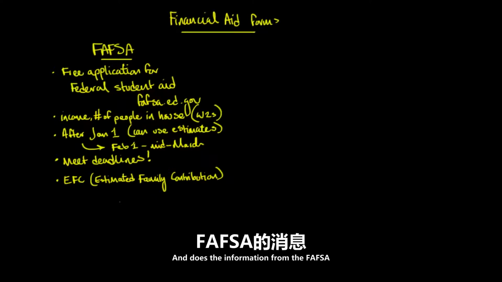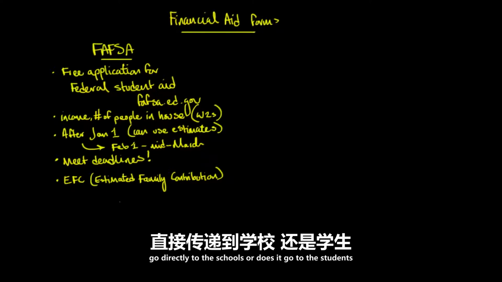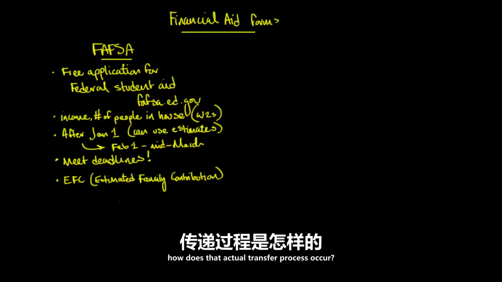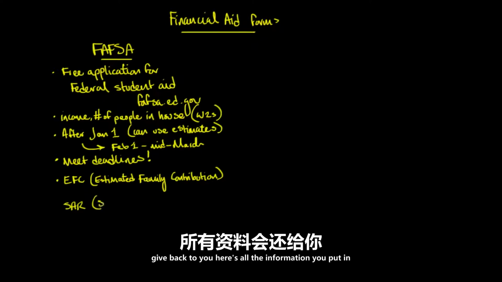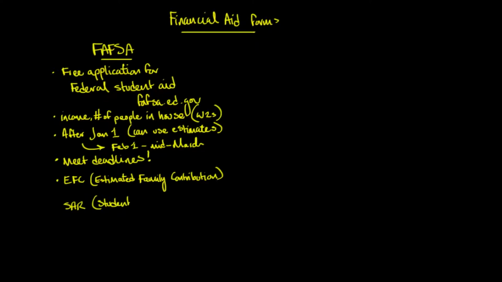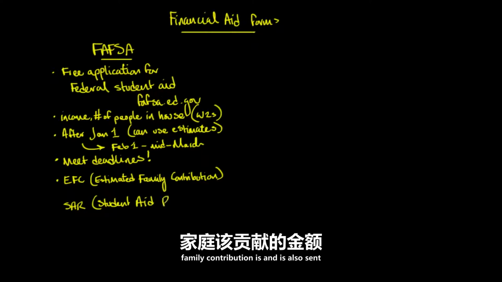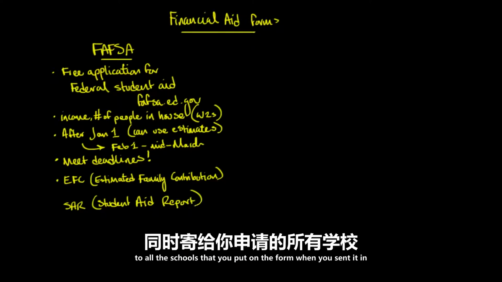Okay. And does the information from the FAFSA go directly to the schools, or does it go to the students? How does that actual transfer process occur? So you will get back something called a SAR, a student aid report, and that will, again, sort of give back to you, here's all the information you put in, and will also give you what your estimated family contribution is. That is also sent to all of the schools that you put on the form when you send it in.